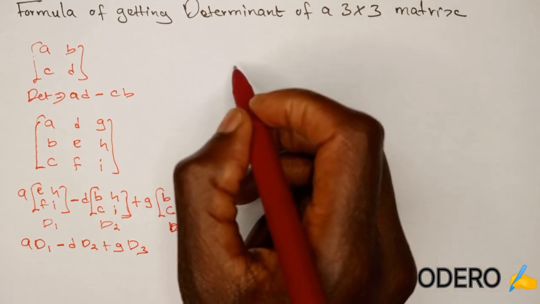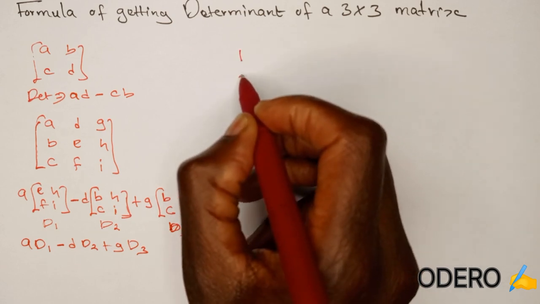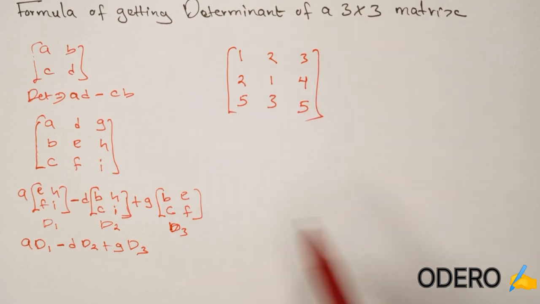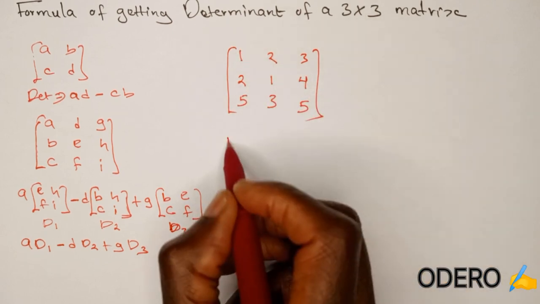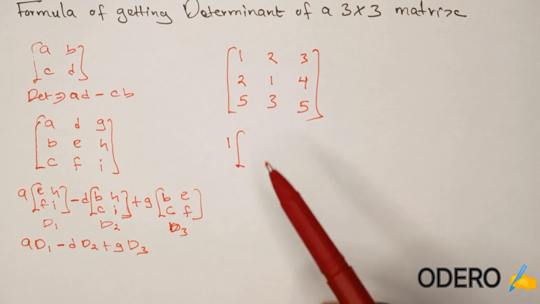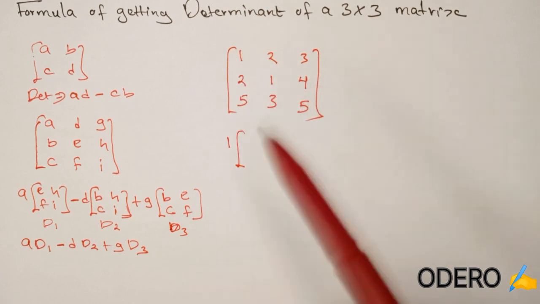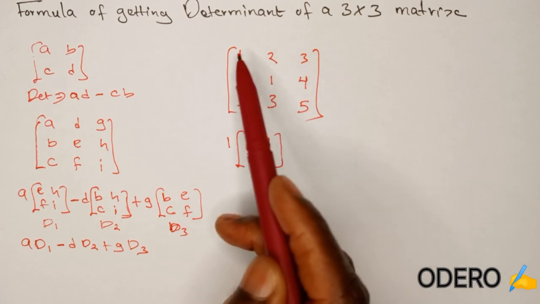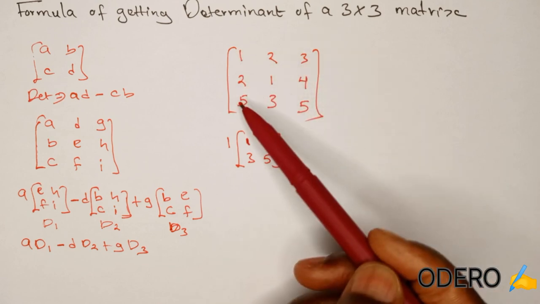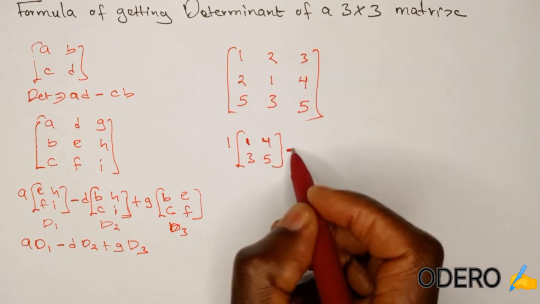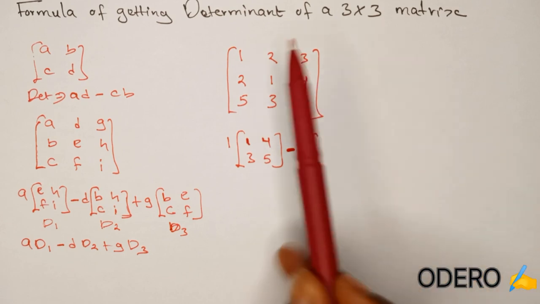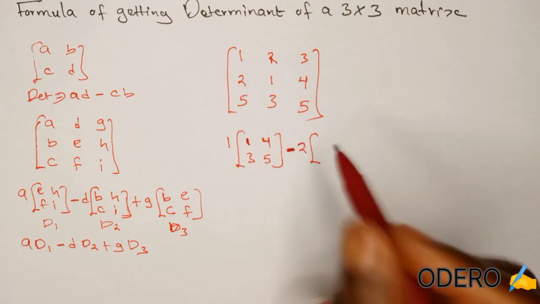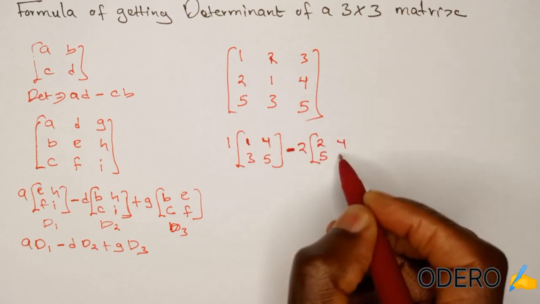Example. Consider this matrix. To get the determinant of this 3 by 3 matrix, I take this element 1, then I form a 2 by 2 matrix by taking these elements here. So you take 1, 4, 3, 5. You avoid elements in this row and elements in this column, then you take these ones. Then you take minus 2 into, you avoid elements in this row and this column, so you take this. That will be 2, 4, 5, 5.